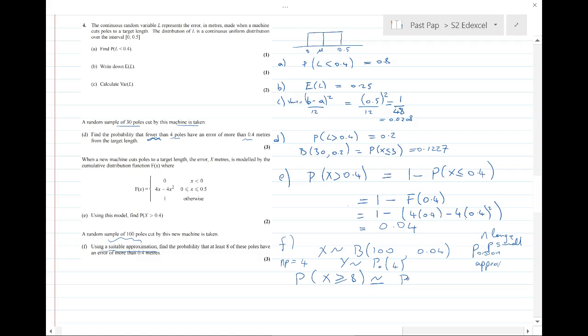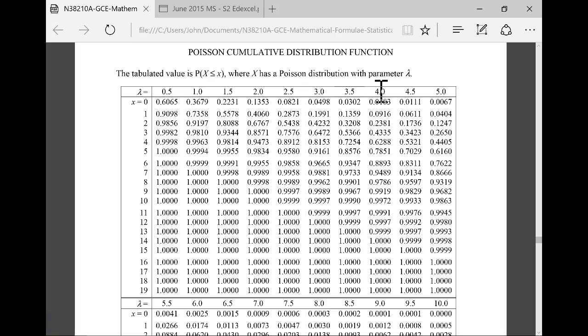Now there's no continuity correction here because they are both discrete distributions. So that's going to be the probability that Y is greater than or equal to 8. And that's going to be equal to 1 minus the probability that Y is less than or equal to 7. So now we need to find this number in the Poisson tables for Poisson 4. So let's go to tables again. So we've got Poisson 4 and we're looking for less than or equal to 7. And so the number we're looking for is 0.9489.